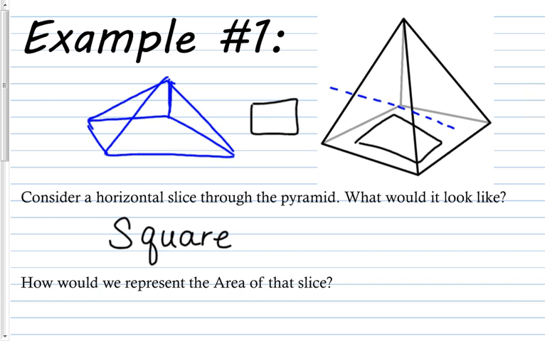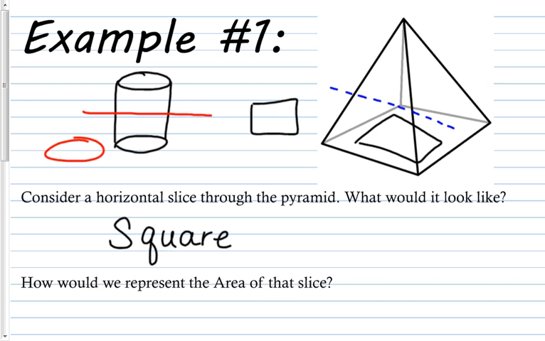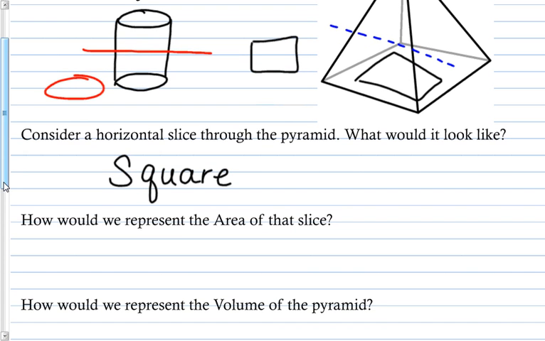A cylinder is actually another good example. If I have a cylinder and I cut it horizontally, that's this way, I'm going to end up with a circle. So how would you represent the area of that slice? If it's a square, then you would find the area of a square. The area of a square is base times height. But what's special about a square is that all the sides are equal. So instead of base times height, we can just call it one thing, like s, for side. So it would be side squared.